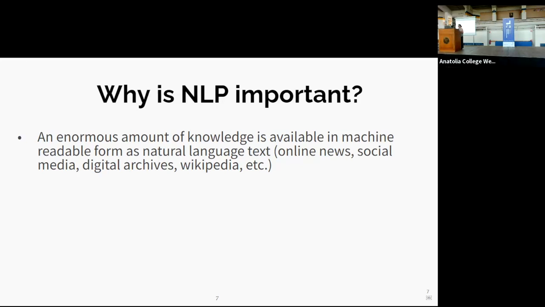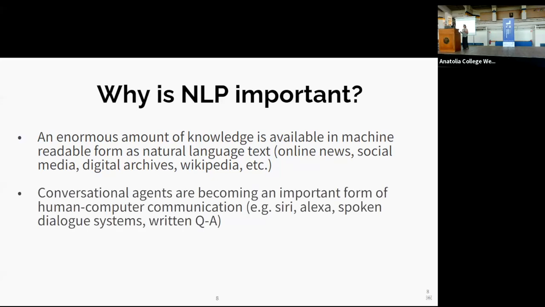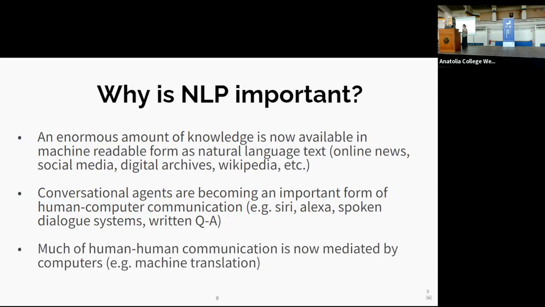So yes, there's a large amount of knowledge available in natural language. So it's really important to be able to actually process this automatically. Conversational agents are becoming an important form of human-computer communication, and indeed, a lot of you will have played with systems like ChatGPT, and there's a lot that you can do with these kinds of conversational systems.